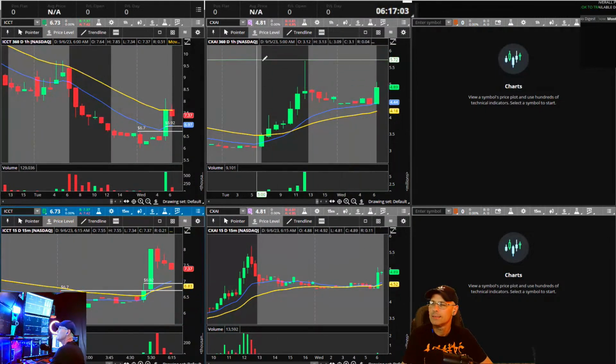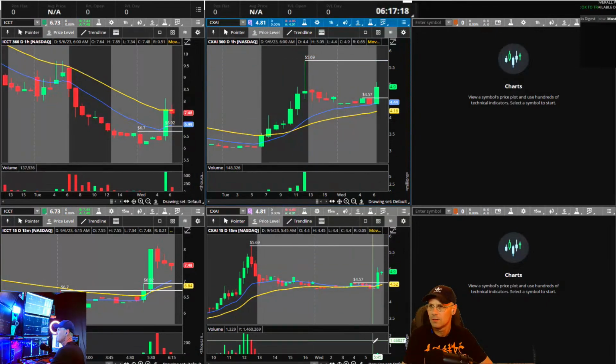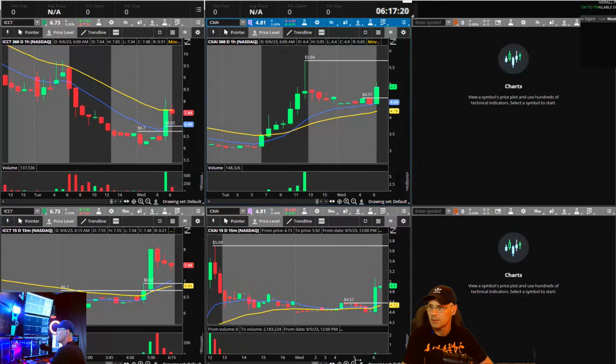And this one, CXAI. Nice move yesterday. Consolidation. And now we're starting to break out again. Little pivot there, 457. Resistance from yesterday at 569. So it's a 15-minute tightening range, bull break. And we'll see if we get a move back over $5 on that.